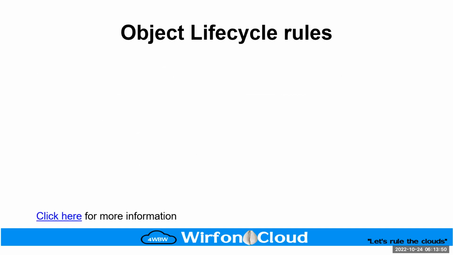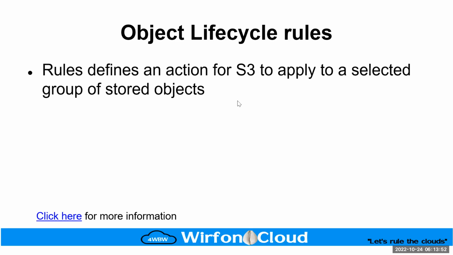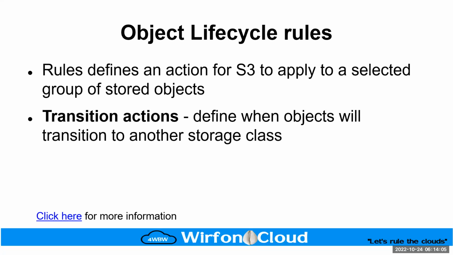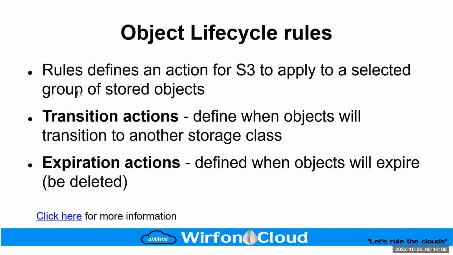Later on, we have object lifecycle rules. These rules basically define an action for S3 to apply to a selected group of stored objects. You have two types of these rules: transition actions and expiration actions. Transition actions define when objects will transition to other storage classes, and expiration actions define when objects would expire or be deleted.